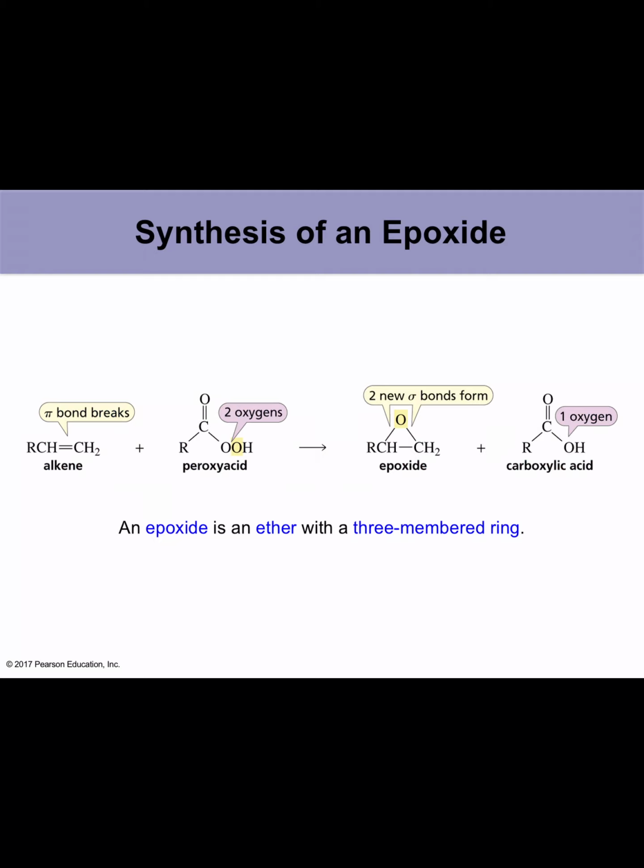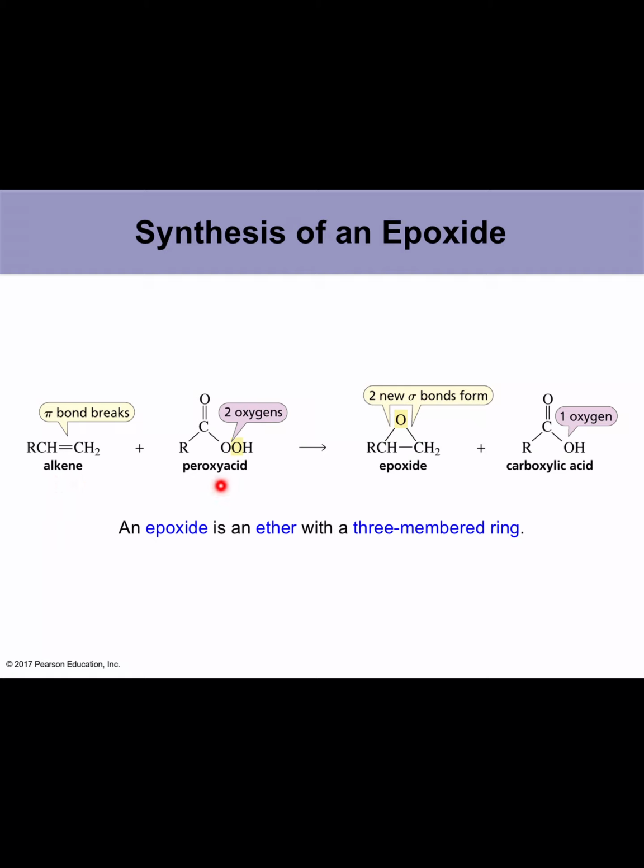Another type of ether, which is a cyclic ether, we call an epoxide. So how do we synthesize an epoxide? If you have an alkene, react it with a peroxy acid. In a normal carboxylic acid, you will find only one oxygen and then the hydrogen. But the difference in the peroxy acid is that you have two oxygens over here instead of one.